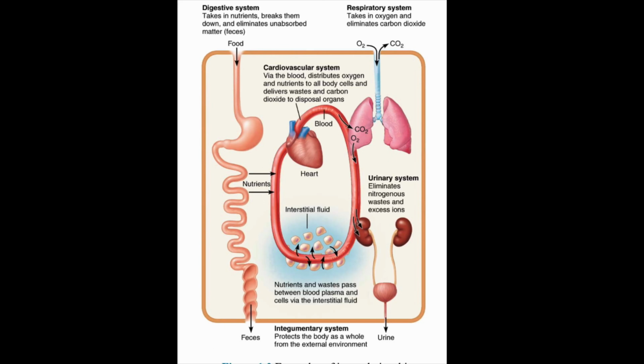And again, the cardiovascular system is going to distribute the oxygen to all the body cells and will get rid of the waste and carbon dioxide to be disposed of within the urinary system, which eliminates nitrogenous wastes and any excess ions. So at the interstitial level, nutrients and waste will pass between blood plasma and cells. The integumentary system will protect the body as a whole from the external environment.